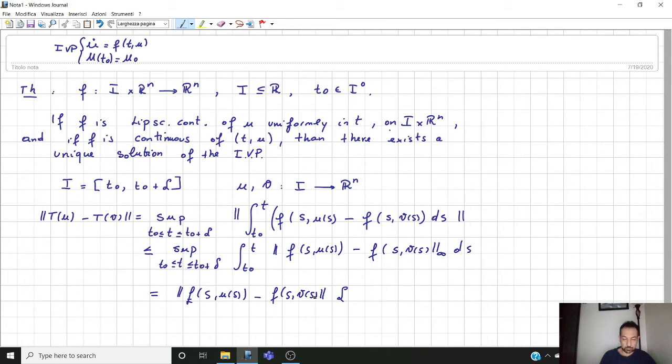Now we're going to use the fact that f is Lipschitz continuous of u uniformly in t. So this quantity is going to be less than or equal to C times delta, and then we have u minus v, the sup of u of s minus v of s. All right, so at this point, in order to have a contraction, we want this quantity, which is a constant, to be less than 1. So we want C times delta to be less than 1.